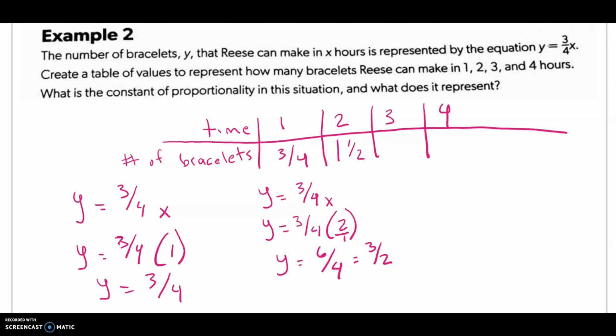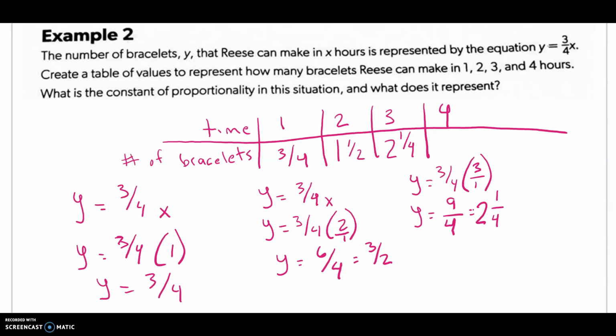So to figure out the y when x is 3, we're going to use the same equation, and this time instead of x being 1 or x being 2, x is now 3. We multiply. 3 times 3 is 9. 4 times 1 is 4. And this also can be turned into a mixed number. 4 goes into 9 2 whole times, which would give you 8. And there's 1/4 left over. So when x is 3, y is 2 1/4.